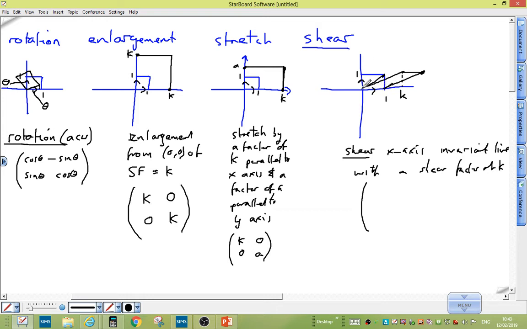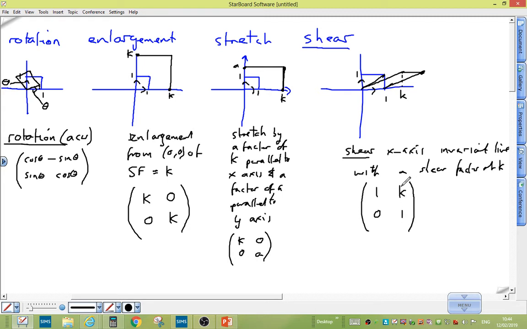So let's look at the original vectors. That one stays the same, 1, 0. But this one has become that one there. So it is going to be k, 1. Do you agree? Yeah. So you can spot a shear because you'll have 1, 1 and a number here.